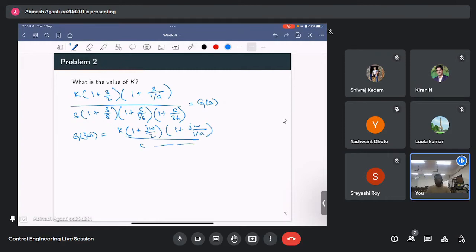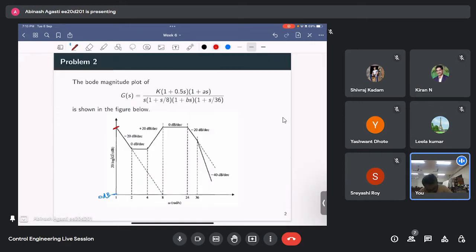So when we put in omega equal to 0 and find the magnitude, the only term remaining will be 20 log K, correct? So at this value, the magnitude is 20 log K, right? And here I am reaching 0 if I continue at a slope of 20 dB. So from that, can you solve for the value of K?